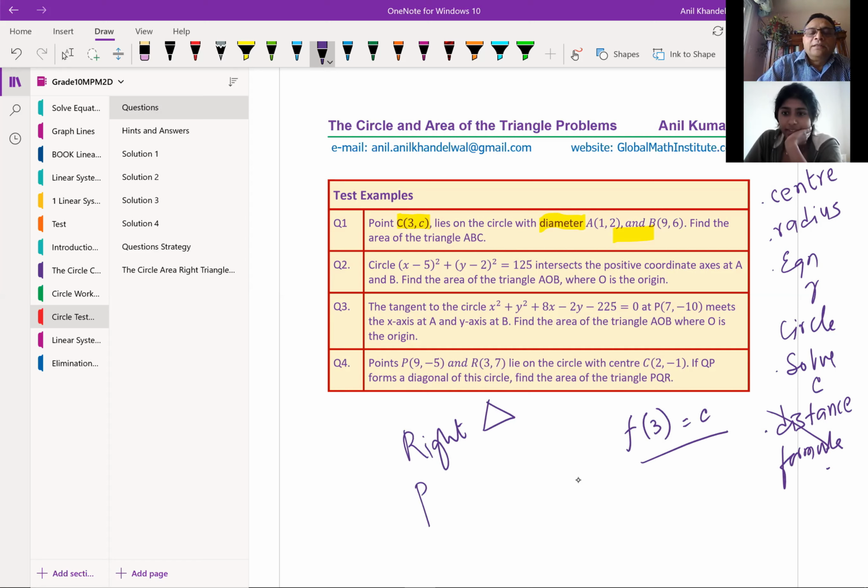How will you find the, uh, there I would have to use the distance formula. Then you find the distance formula, right? And then find the length of the sides, correct? Right. And then you find the area.